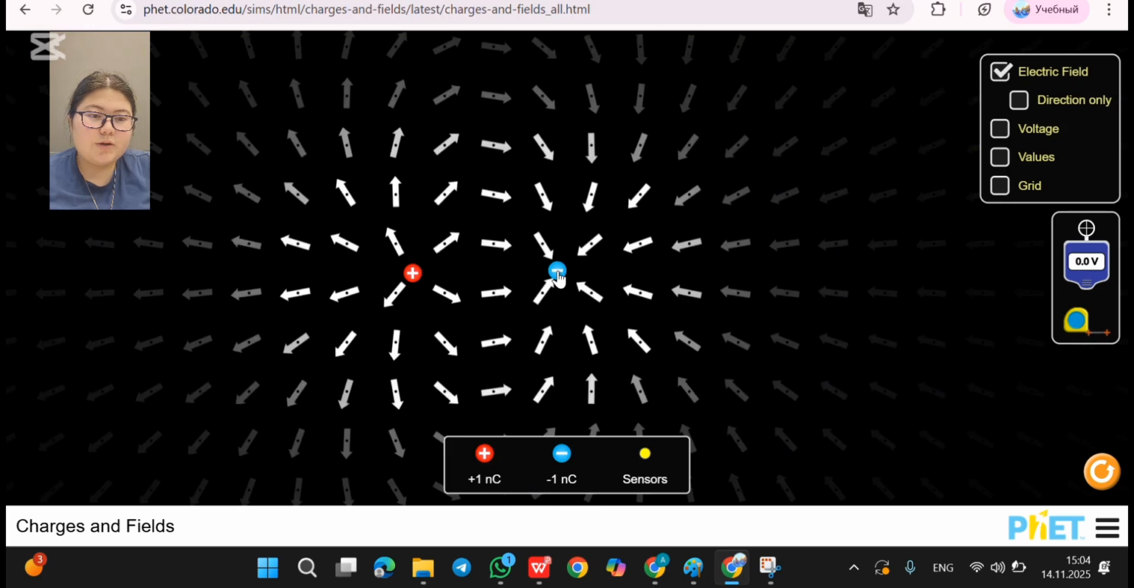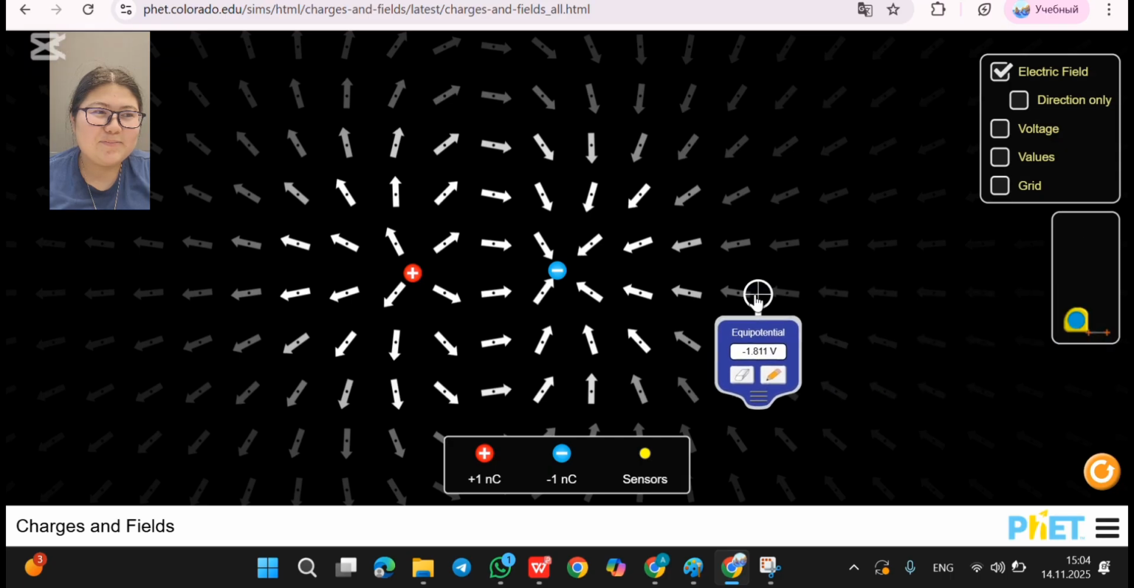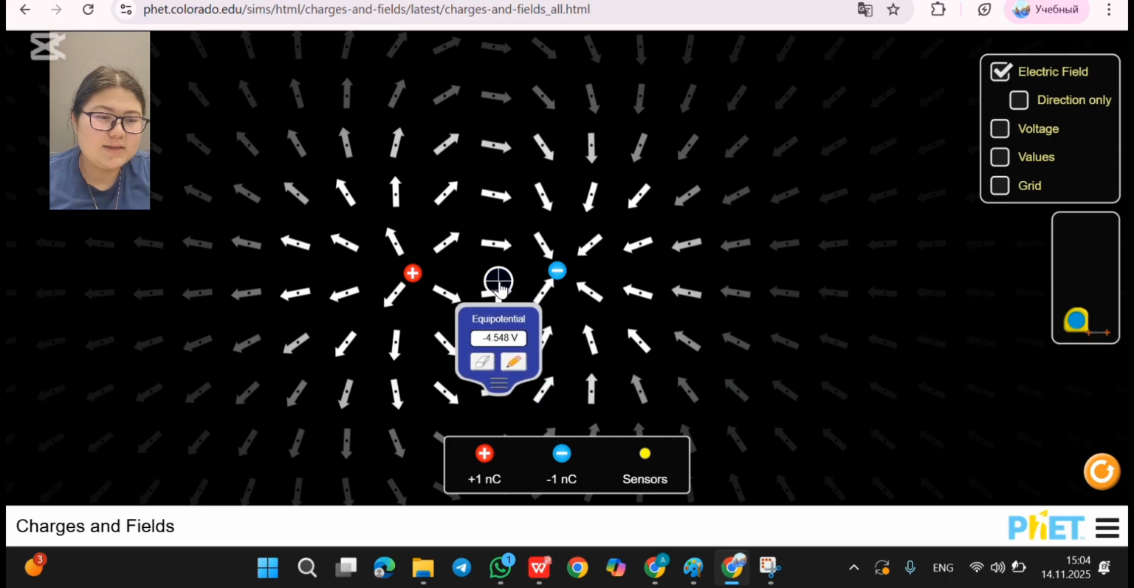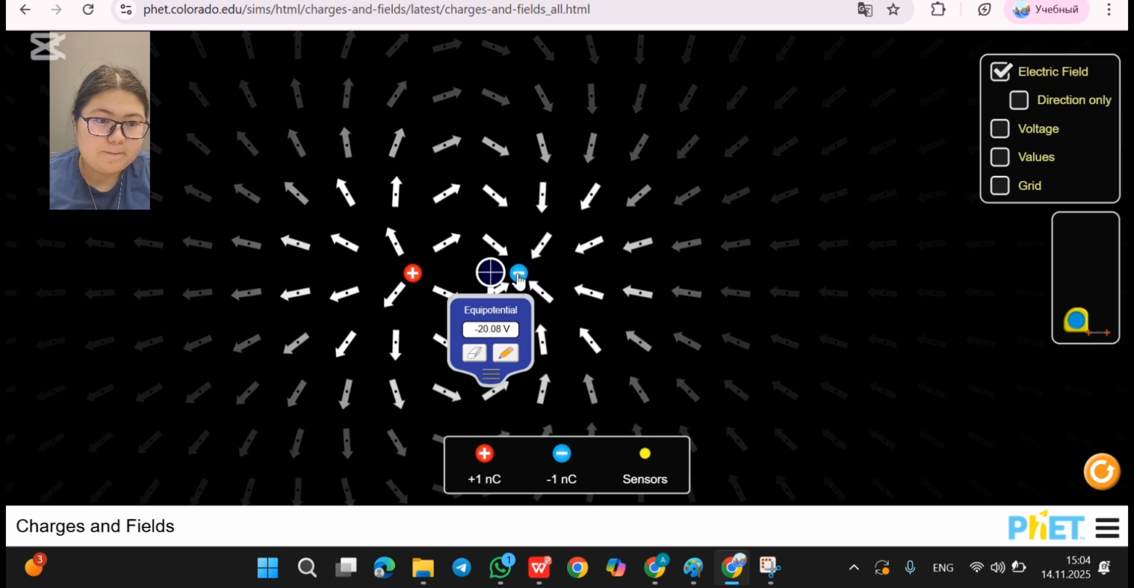Now let's put another point charge, but this time it's going to be negative. They're charged the same, but they just have different signs. One is positive, one is negative. So let's take our equipment to check the electric field.